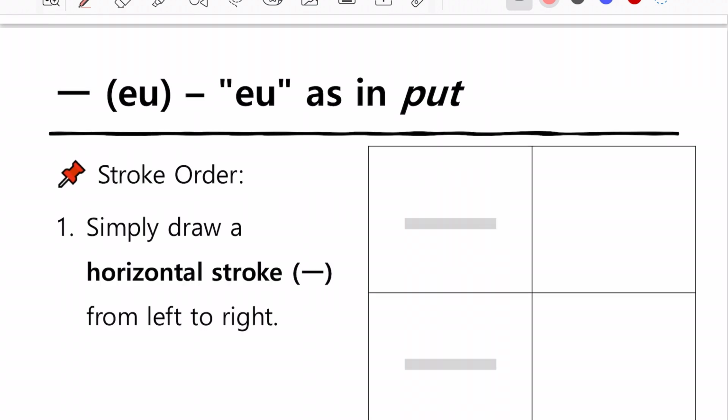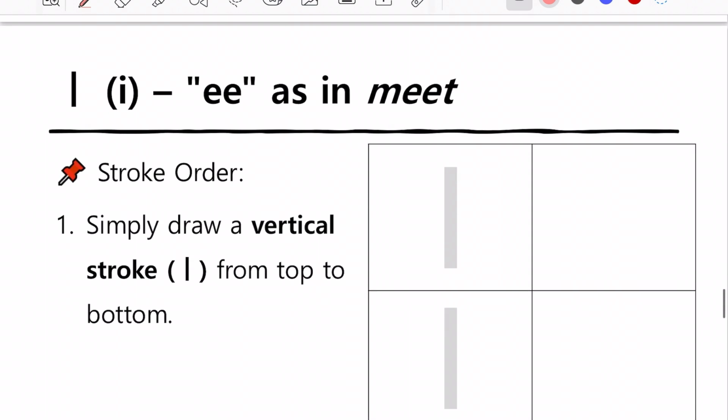Now we have an easy one. We're going to do U as in put. Put. The stroke order is simple. Simply draw a horizontal stroke from left to right. And as you remember, most Korean letters pretty much always start from left to right. So even for a simple horizontal stroke, you start from left to right.